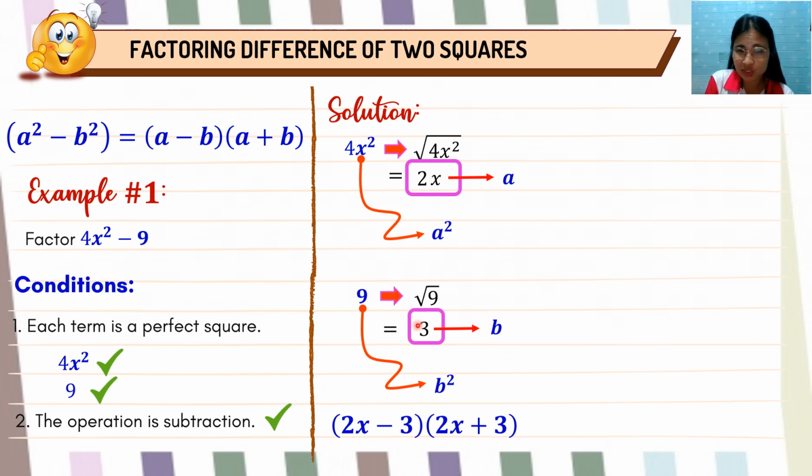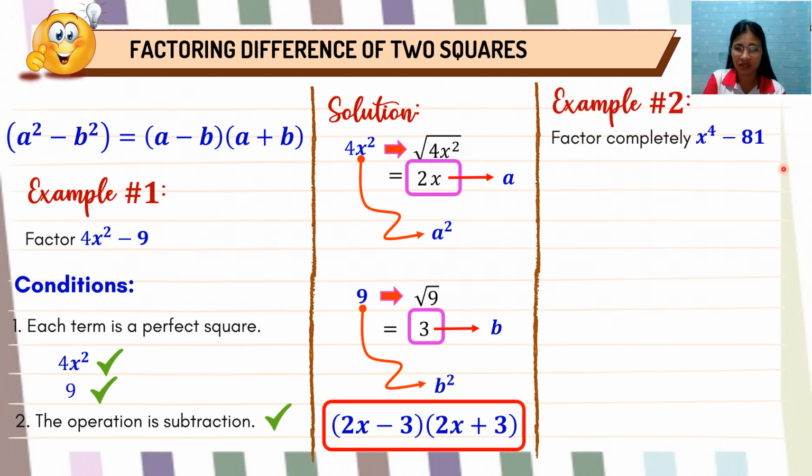The square roots that we obtained will be the terms of the binomials. The first and the second terms are the same; it only matters with the operation, so the opposite operations, addition and subtraction. It can also be written the other way, like 2x plus 3 times the quantity 2x minus 3.